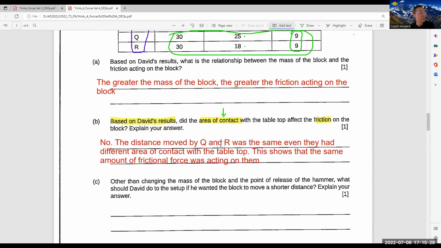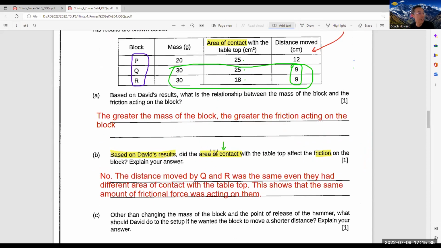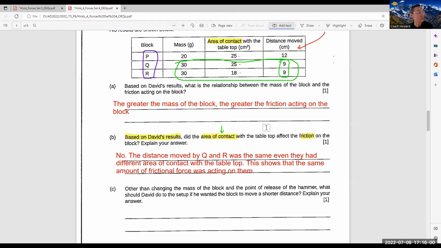No, the distance moved by Q and R was the same. Okay, so you identify the block Q and R was the same, even they had the same area of contact with the tabletop. This shows that the same amount of friction was acting on them. Same amount of friction was acting on them. So you take note of this. And then I let you copy down this for a while before I screenshot the thing.